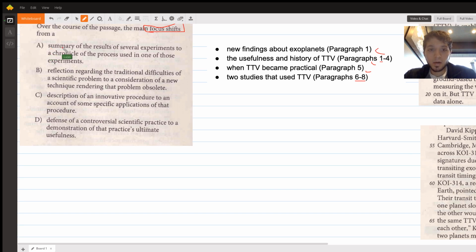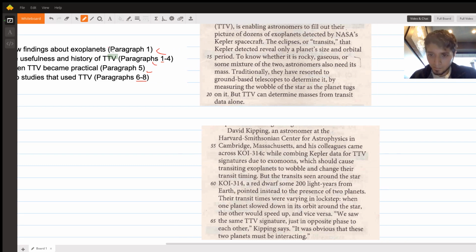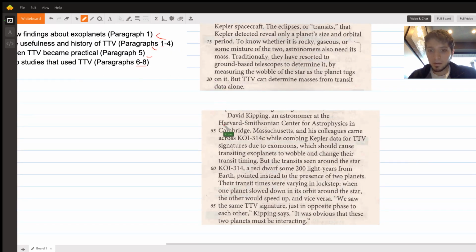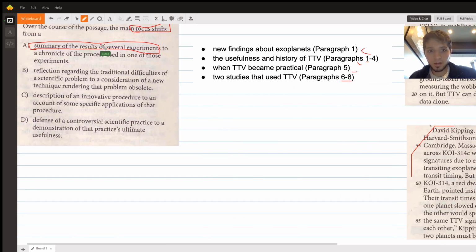A says it starts from a summary of the results of several experiments to a chronicle of the process used in one of those experiments. So this here, it says that we start with a summary of the results of several experiments, which is actually not what we have, because the passage doesn't begin with a summary of several experiments. That actually come down here. Right? This is the first of the experiments mentioned. This is line 55. And so it's wrong to say that we begin our passage with a summary of these experiments. So for that reason, this answer choice is wrong.